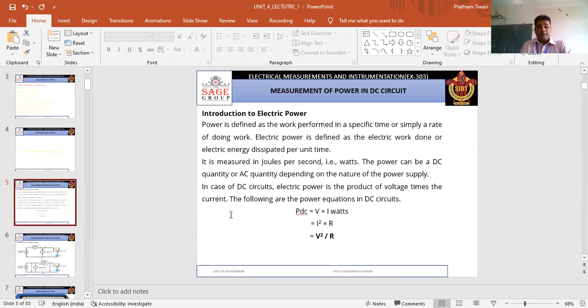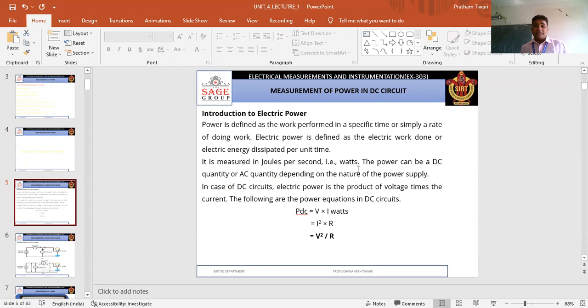Then we now come to the introduction of electric power. Power is defined as the work performed in a specific time, or simply the rate of doing work. Electric power is defined as the electric work done or electric energy dissipated per unit time. It is measured in joule per second. Joule per second is called watt.